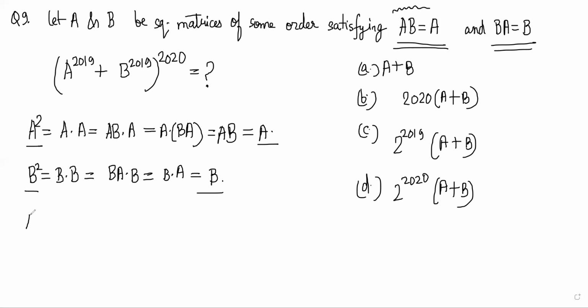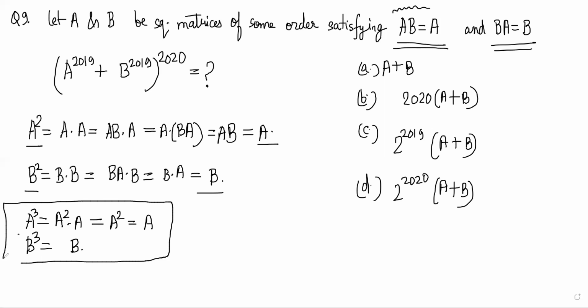A square is coming as A and B square is coming as B. So obviously now any higher power, A cube and all, will be A only. Because A cube is A square into A, and A square is A. Similarly, B cube will also be B, and all higher powers of A and B will be A and B only. So this thing, A power 2019 and all, is actually A plus B power 2020, right?